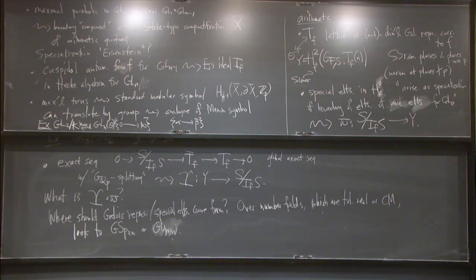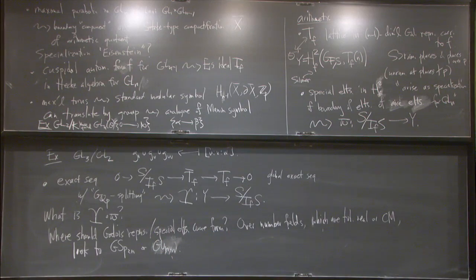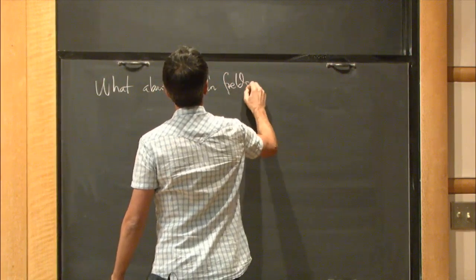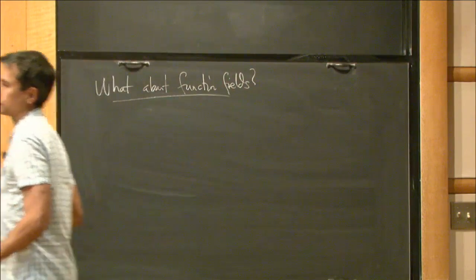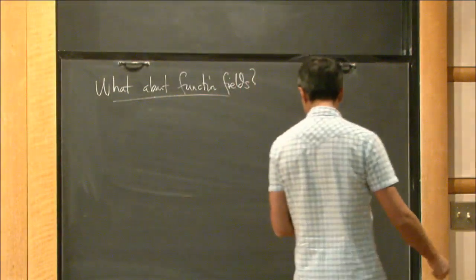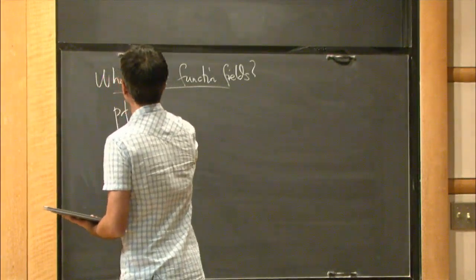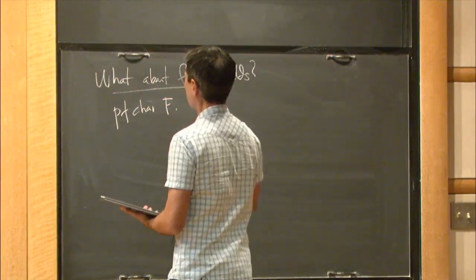Well, maybe this is just too hard. So let's ask about function fields. What about function fields? Here we live in an ideal world where all of these things exist to an extent. So let's suppose P doesn't divide the characteristic of F.